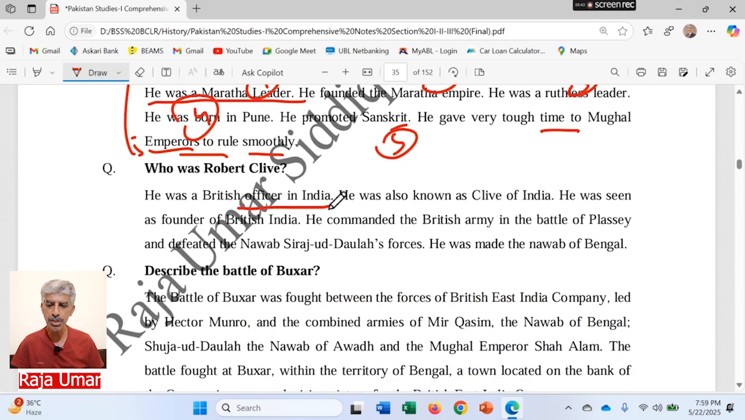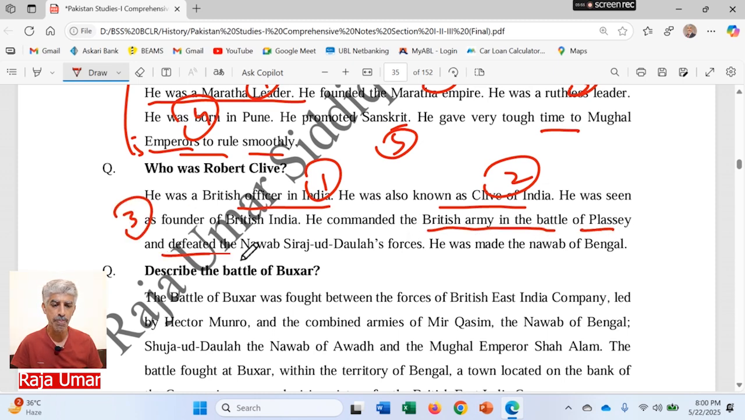He was a British officer in India. He was also known as Clive of India. He was seen as the founder of British India. He commanded the British army in the Battle of Plassey against Nawab Siraj-ud-Dowla and he defeated him. Number 3: he was made the Nawab of Bengal, ruler of Bengal at that time, and he was a sort of de facto ruler.